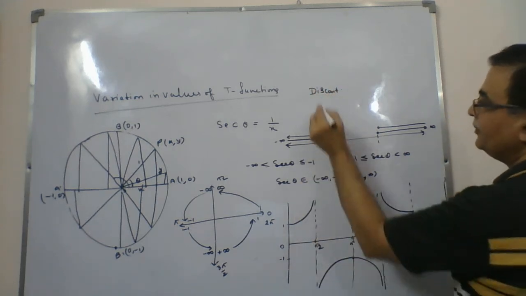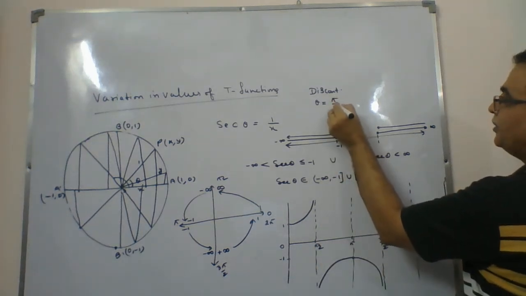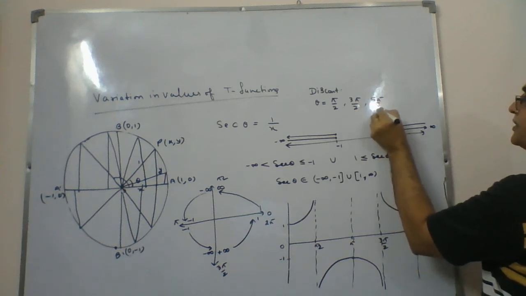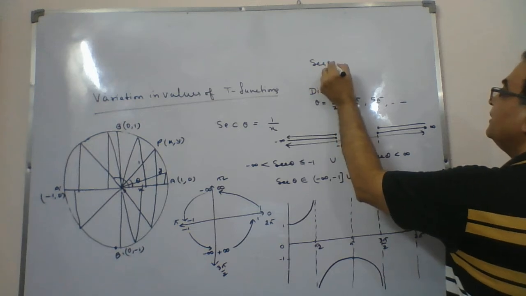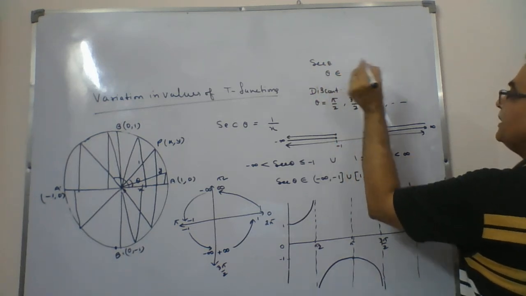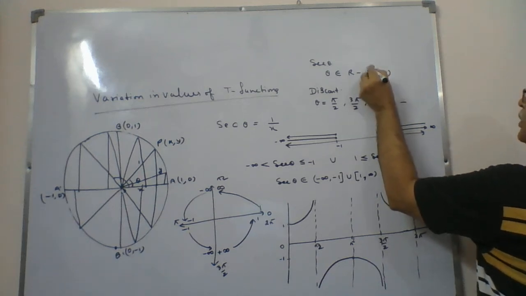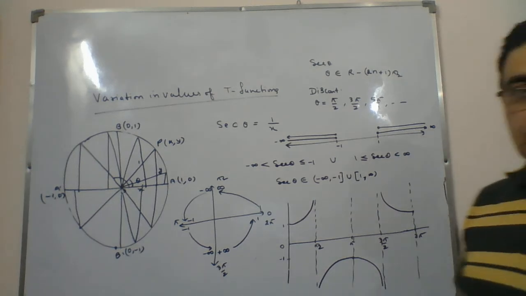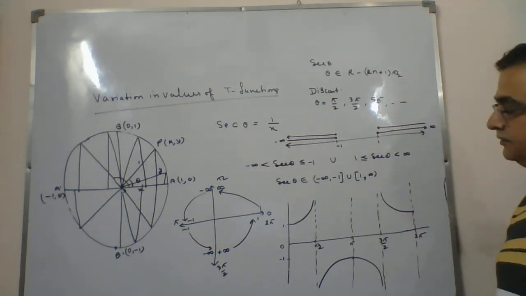Where is it discontinuous? At theta pi by 2 it is removed, 3 pi by 2 it is removed, 5 pi by 2 it is removed. So for sec theta, theta should be all the real numbers except (2n+1) pi by 2. Odd multiples of pi by 2 should be removed. This will be the graph we are going to have for sec theta.